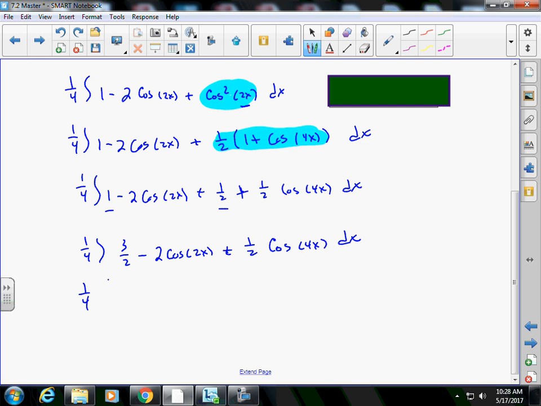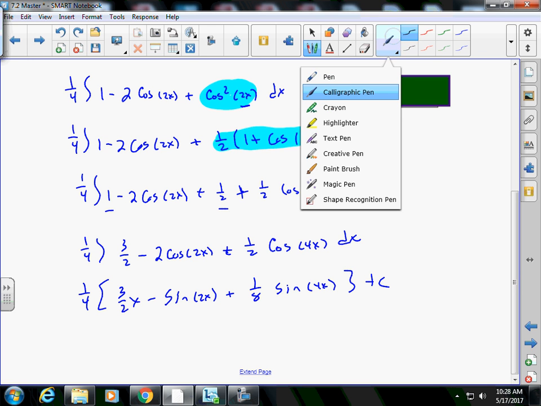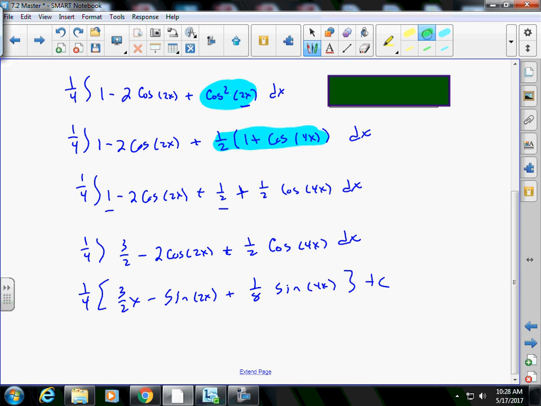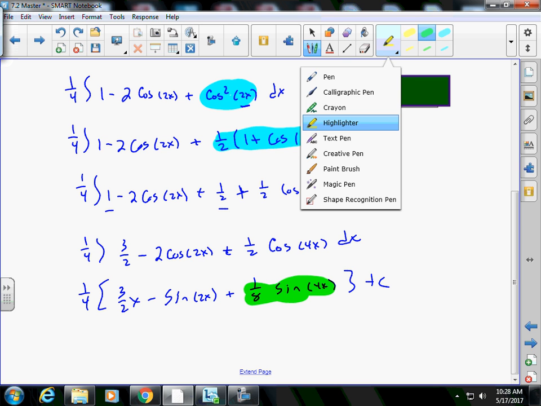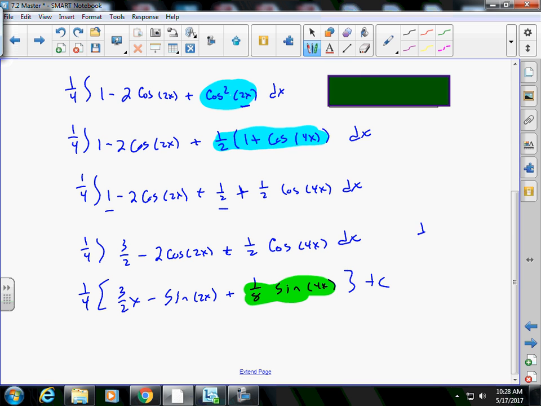I have a quarter on the outside. 3 halves becomes 3 halves x minus, minus sine, not cosine, minus sine 2x plus 1/8 sine 4x. That's a constant. I have to remember that this piece here came from this fact. I had a half out front.